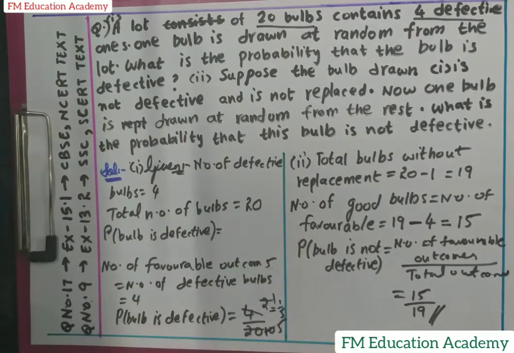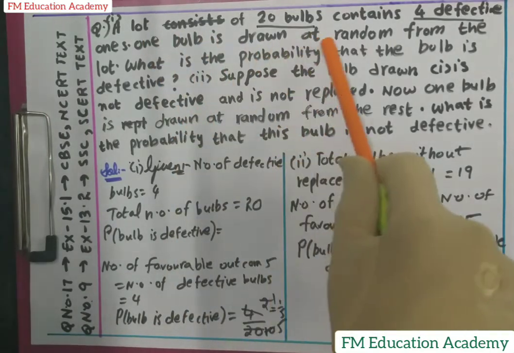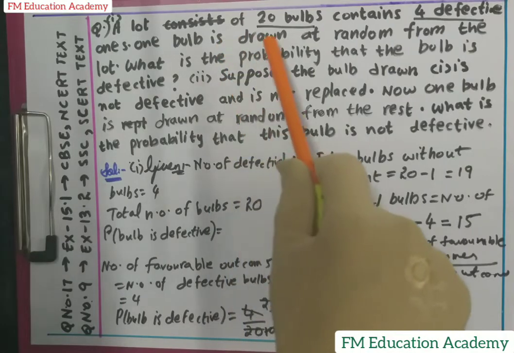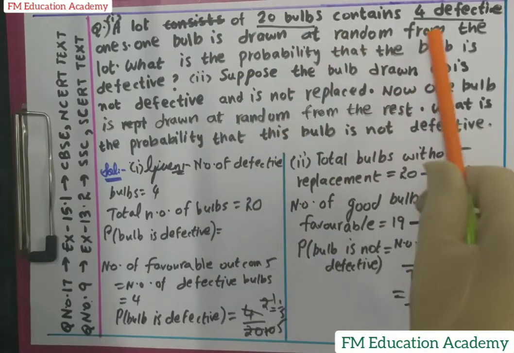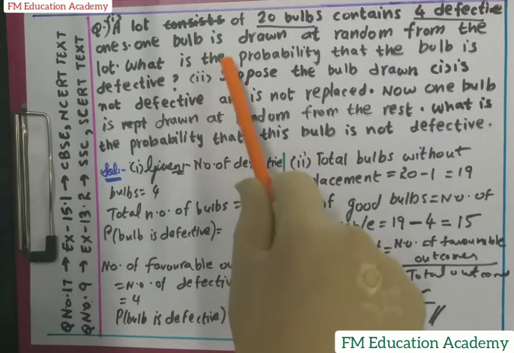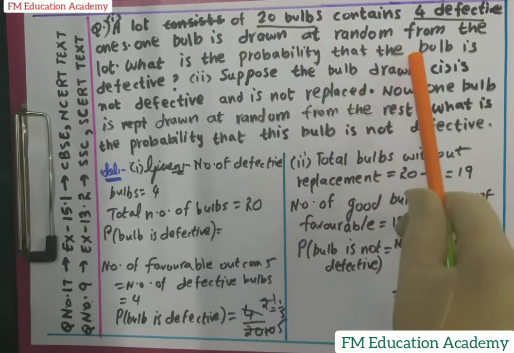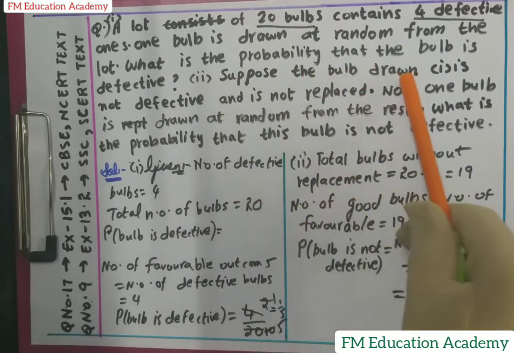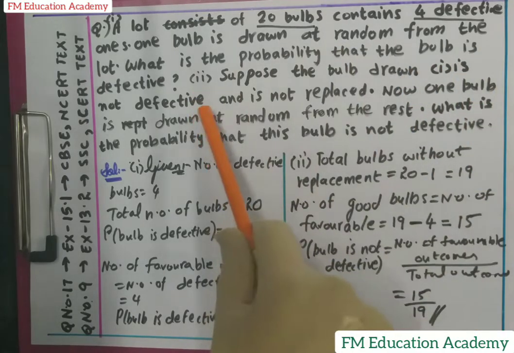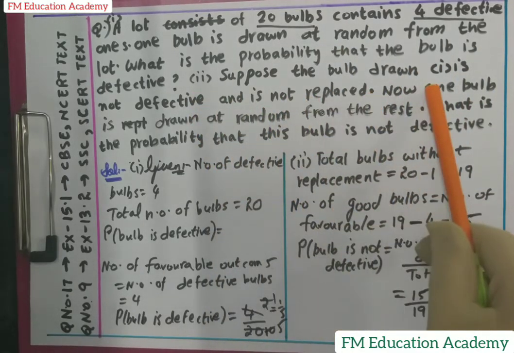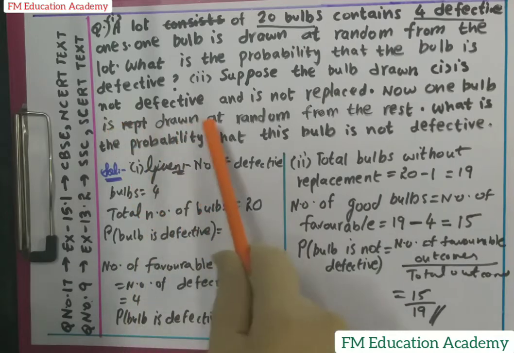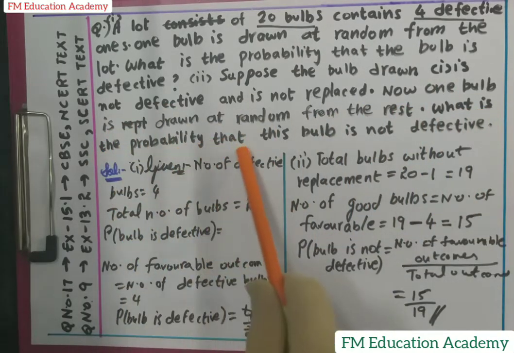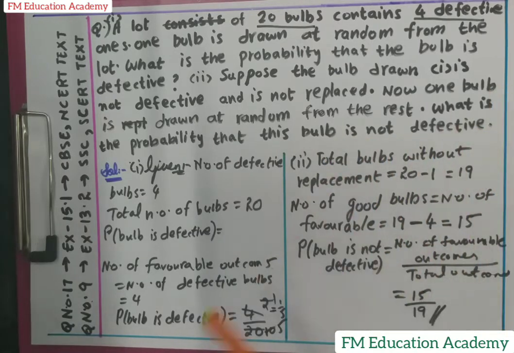So the question is, a lot of 20 bulbs contain 4 defective ones. One bulb is drawn at random from the lot. What is the probability that the bulb is defective? Second bit, suppose the bulb drawn in the first is not defective and is not replaced. Now, one bulb is drawn at random from the rest. What is the probability that this bulb is not defective?